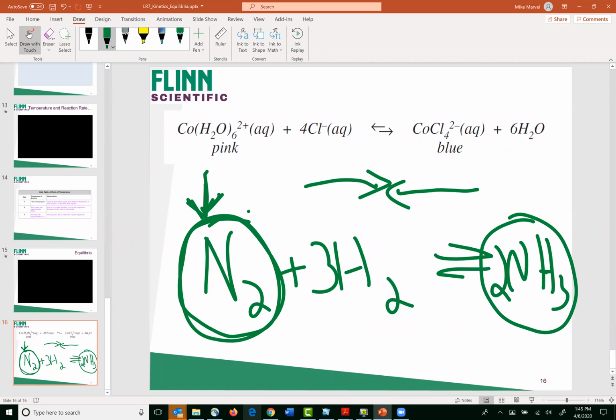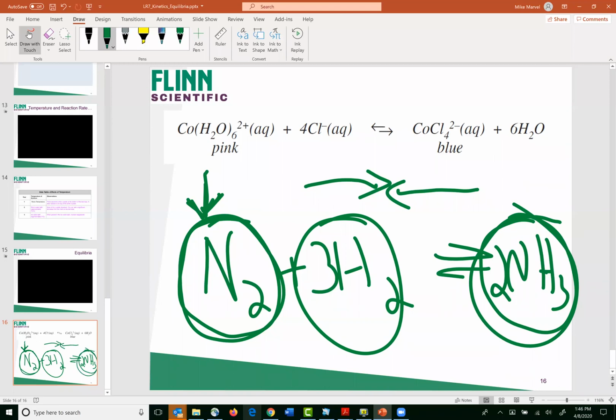But again, it's what can I do to this system to make it move the way I want it to move? I can take nitrogen away, I can add nitrogen, I can take hydrogen away or add it, I can take ammonia away or add it. I can do this in a high pressure reactor and increase the pressure to get this to move one way or the other. Or I could increase the temperature. So it's really kind of optimizing yields in industrial processes.